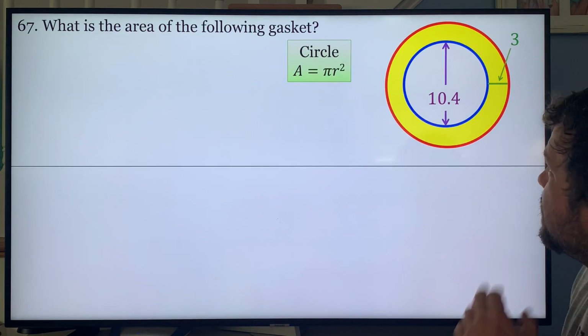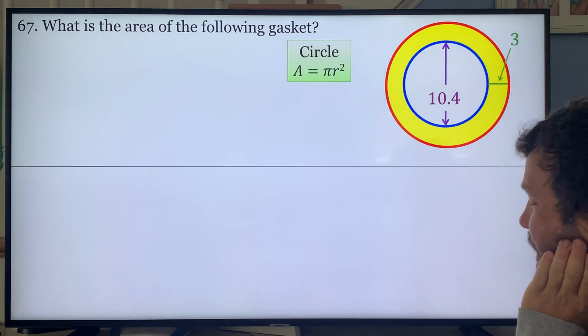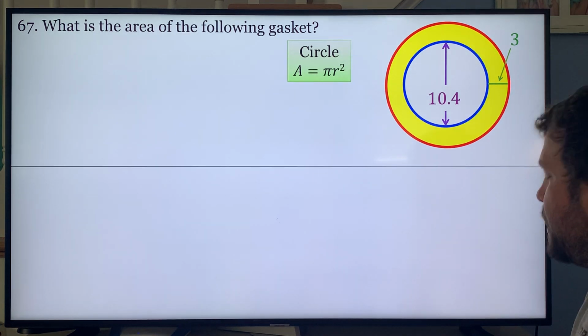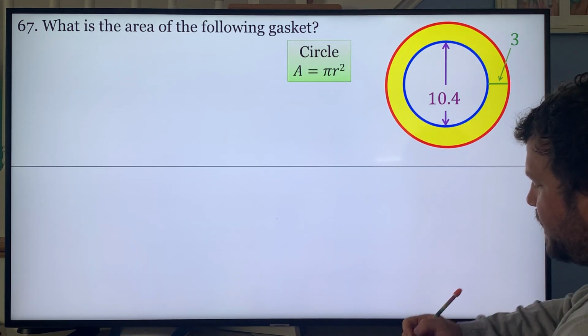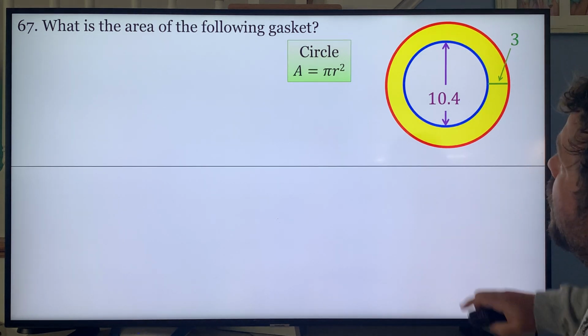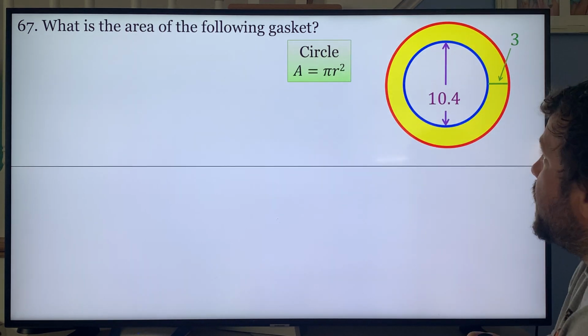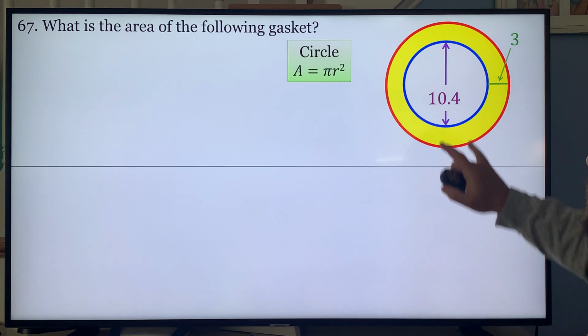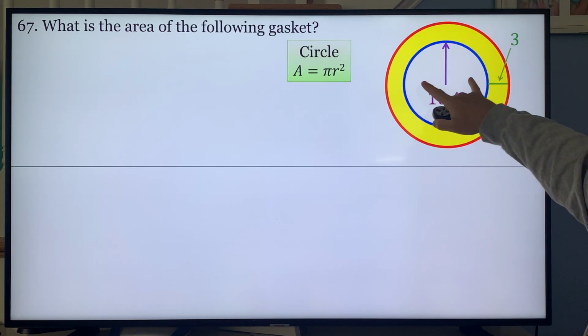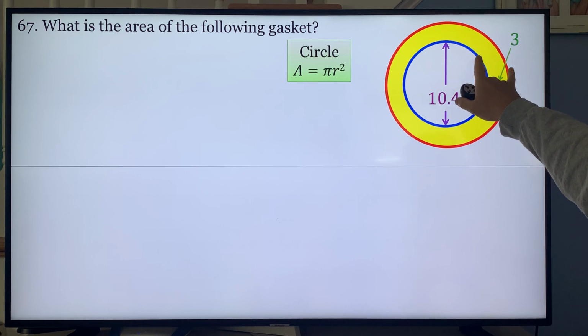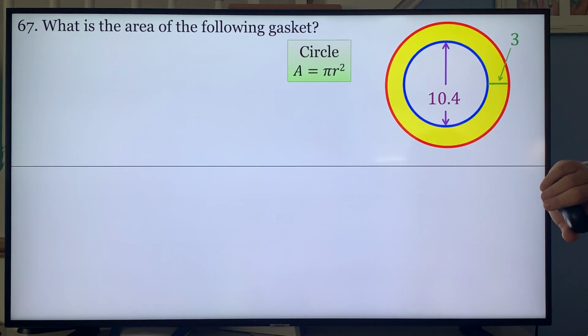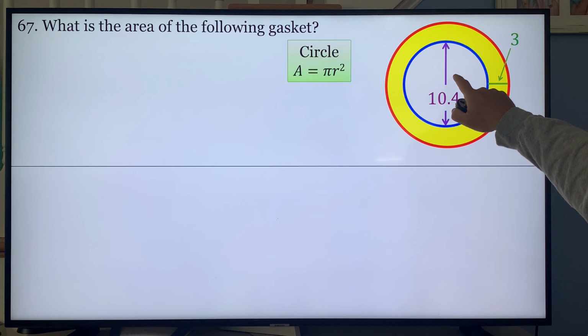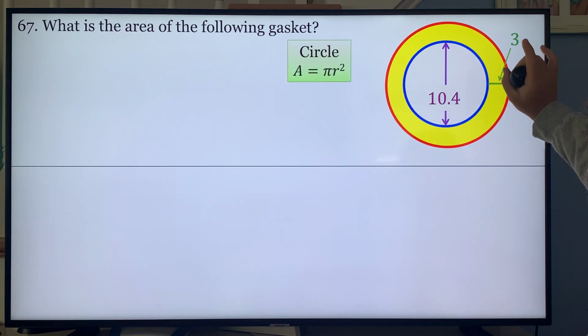Last 2 problems. This one's a little tough. Find the area of the following gasket. Now, the way to find the gasket area is very simple. Area of a circle is pi r squared, right? So we need to know the area of the yellow because the white stuff is not there. So there's a hole in it. We're going to take the area of the big circle, subtract the area of the little circle. So we need to know the area of the little circle and big circle first, but all we have is this 10.4 and this 3.